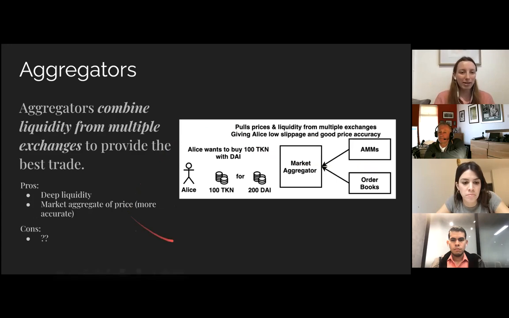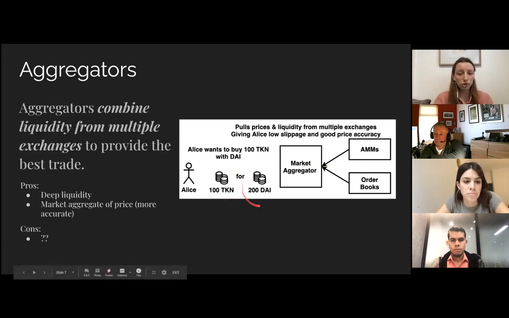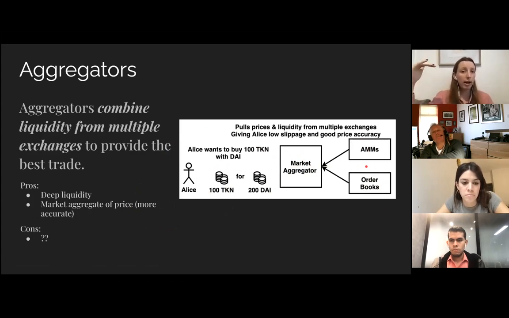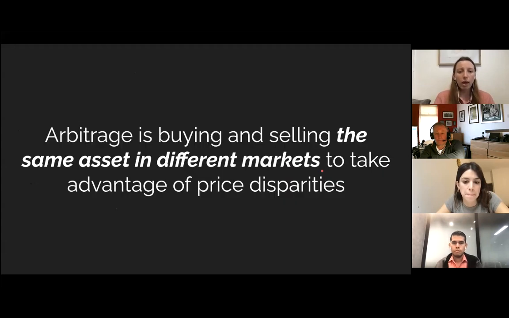So then we have aggregators. An aggregator exchange pretty much is just looking at multiple exchanges, what their current price is, how much liquidity they have, and then it's executing your trade against multiple exchanges. So if Alice wanted to buy her 100 tokens for 200 DAI, what the market aggregator is going to do is look at multiple AMMs, multiple order books, and find the best price for Alice. For a buy, you would want it cheaper, and for a sell, you would want it higher. It would find the best price and then allow her to execute that trade on those platforms just by interacting with the aggregator. So it allows for really deep liquidity.